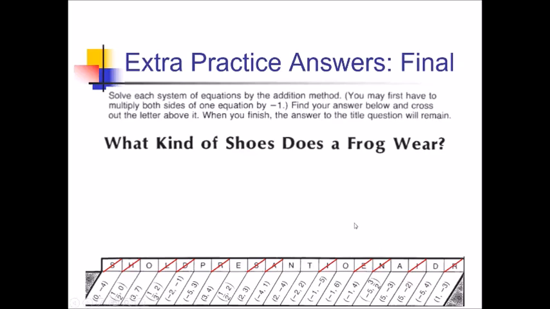We've run out of questions. It's time to answer the question, what kind of shoes does a frog wear? So looking at my non-crossed off letters, I have an O, a P, an E, an N. Well, that spells open. That's probably one word. So let's go with open. And then maybe at the start of the next word, we have a T, O, A, D. Hey, that spells toad. What kind of shoes does a frog wear? Open-toed. Oh, I get it, because like a frog and a toad are kind of the same thing. All right, take it easy.